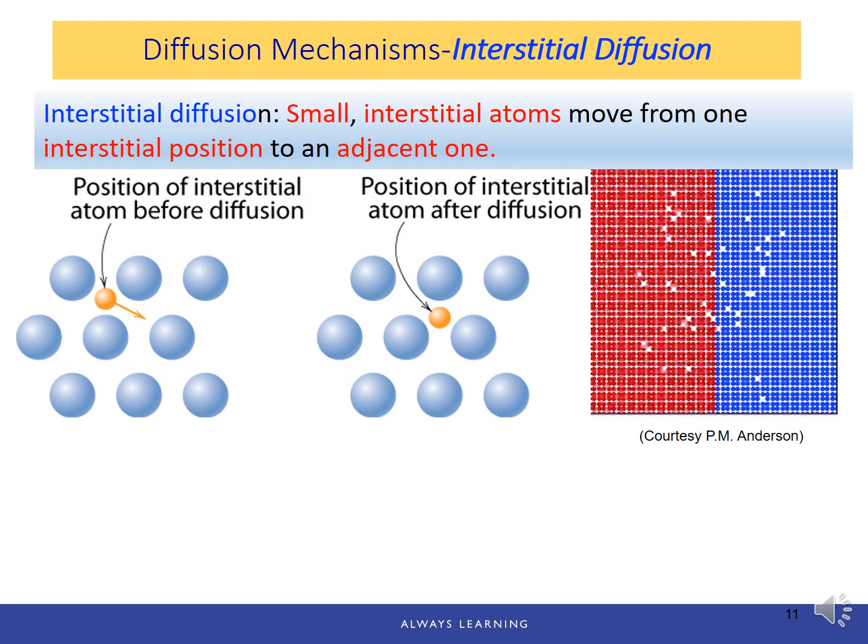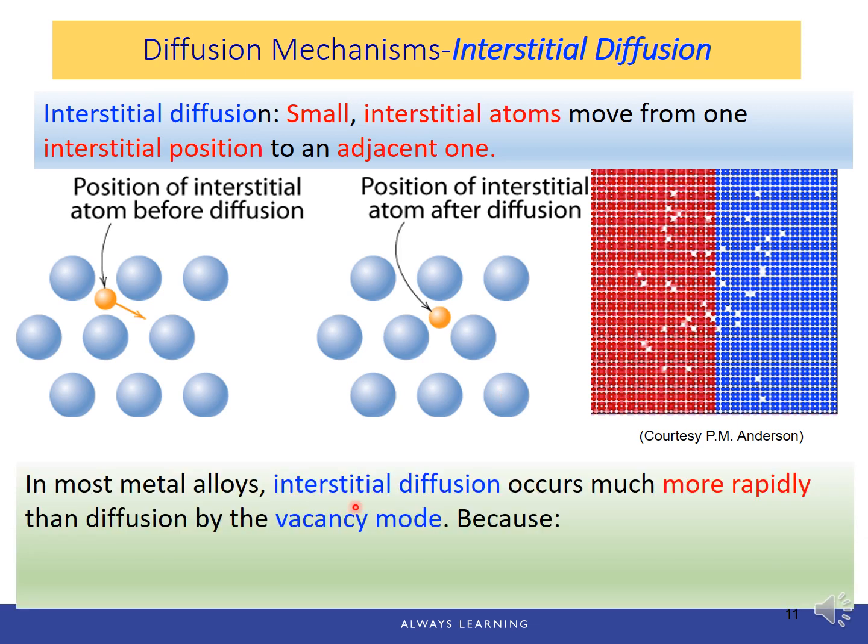The second type of diffusion involves atoms that migrate from one interstitial position to a neighboring one that is empty, meaning a neighboring interstitial site. So here is a demonstration of interstitial diffusion. Small interstitial atoms move from one interstitial site to an adjacent interstitial site.